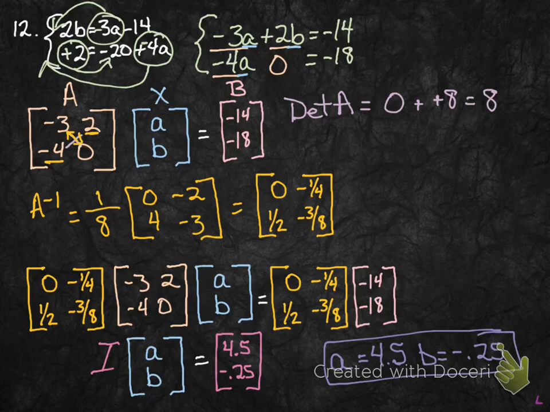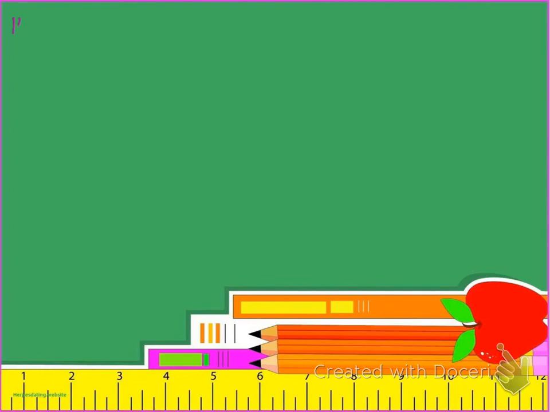Alrighty. Last one, we're going to do number 14. This is a three equation system with 3 variables. Okay. Almost done.